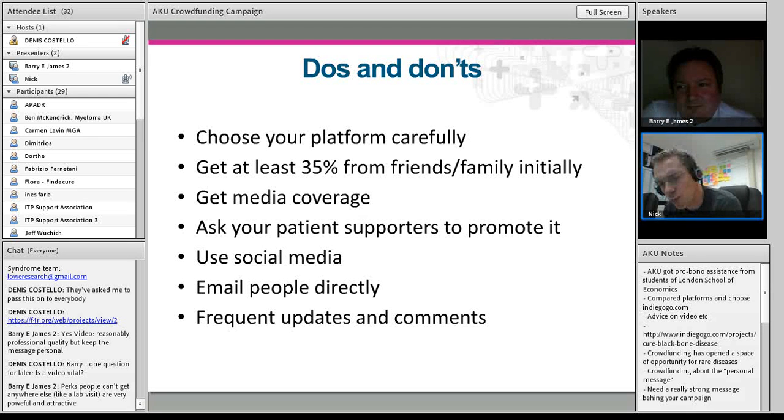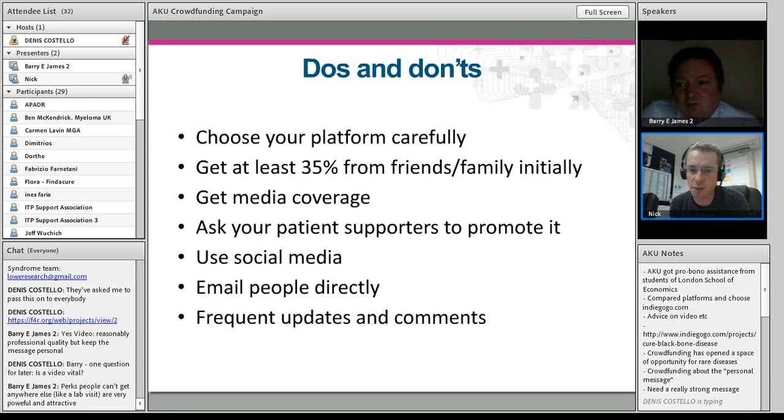But the problem we had was that a lot of the articles failed to include the link to the Indiegogo campaign. So it was a bit of a lost opportunity. And the only article that did, the one from the Mail Online, generated several thousand dollars worth of donations over 2 days. So it's worth insisting that they put the link in.